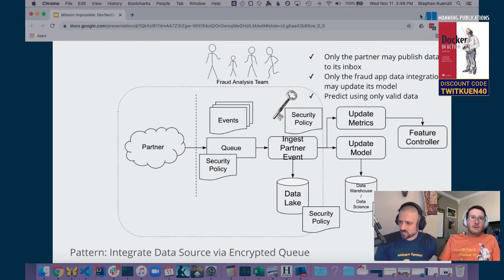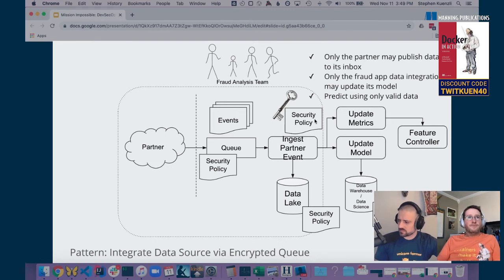One of the big things that we got out of the design phase was that we were able to pick up a reference architecture for integrating a data source with an encrypted queue. The key points here are that there are lots of places to drop security policies, so it's straightforward to implement rules and constraints that we had established previously, like that only the partner may publish to its inbox. We can do that with the security policy here.